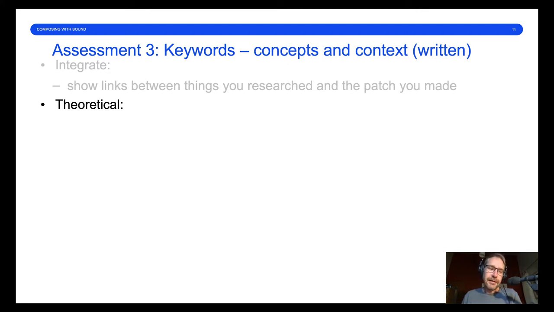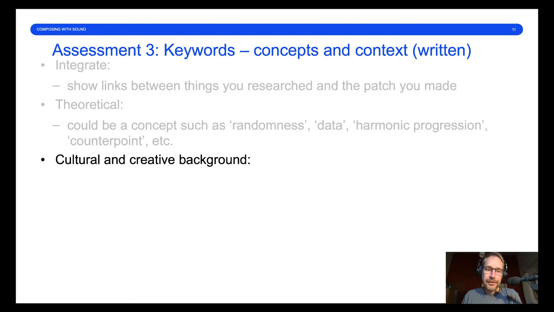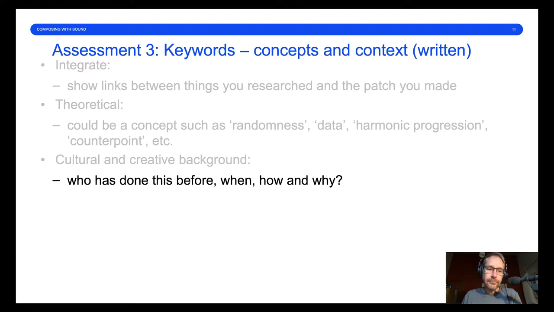Theoretical is a keyword. It could be a concept such as randomness, data, harmonic progression, counterpoint, etc. Research the key concepts that will help you to present the theoretical background. It could be the cultural and creative background. Consider the cultural and creative background. Who has done this before? When, how, and why? Do some research. Present your research appropriately referenced.